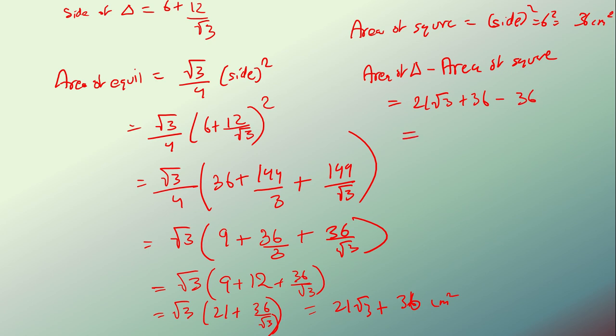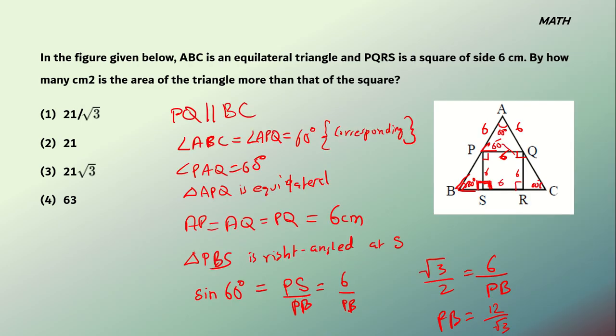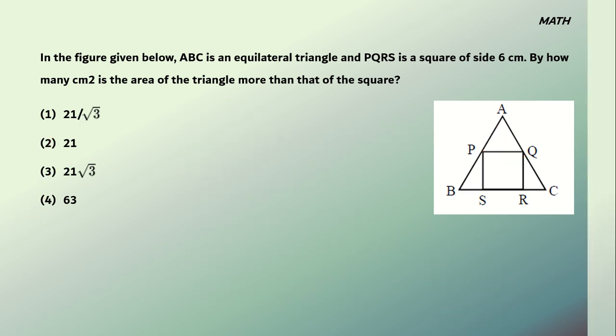36 minus 36 will be equal to 0. So we get 21 root 3. And if we look at the options, we can see that's option 3. The area of the triangle is 21 root 3 centimeter squares more than that of the square PQRS. Notice option 1 is 21 divided by root 3 and not 21 root 3. So option 1 is incorrect, 2 is incorrect, and 4 is also incorrect.